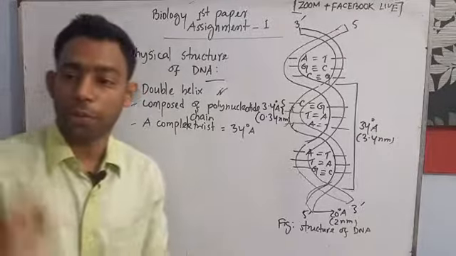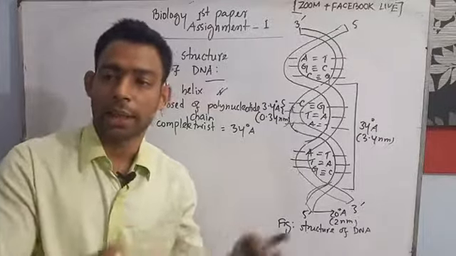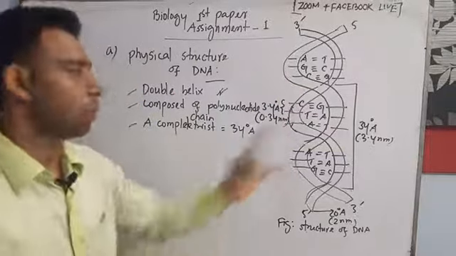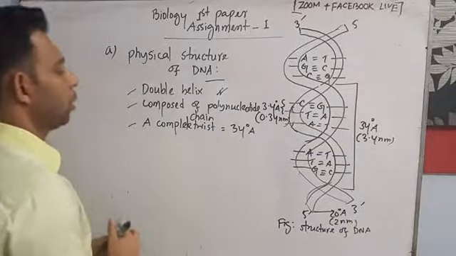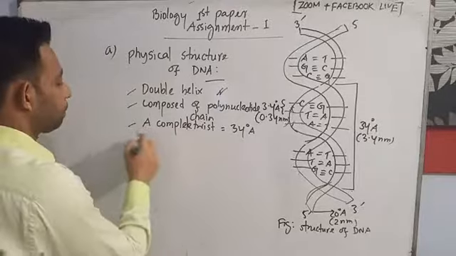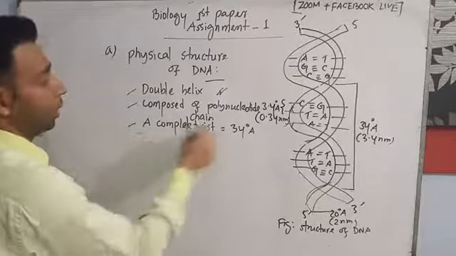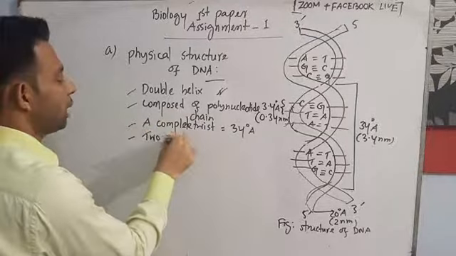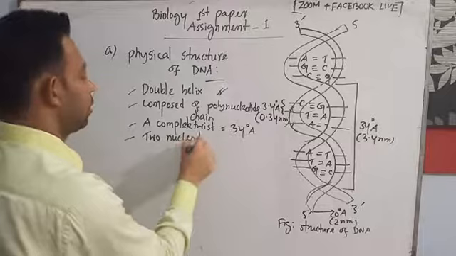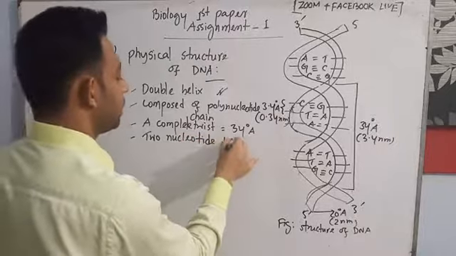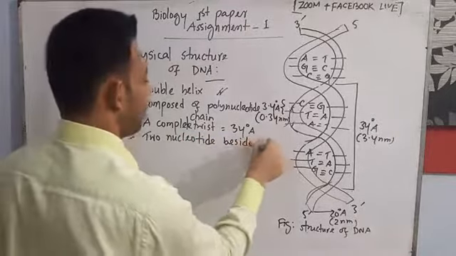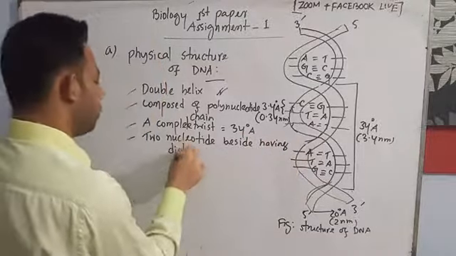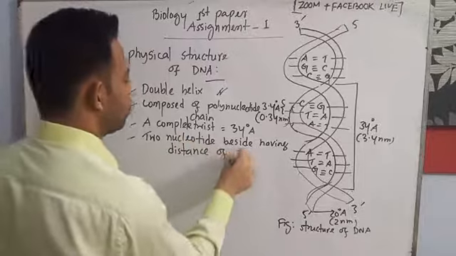So I write in a very short way. You can elaborate: the complete twist of the DNA double helix you can find is 34 angstrom or 3.4 nanometer. Then you can write that the complete DNA twist, and two nucleotides beside each other, have a distance or length of 3.4 angstrom.